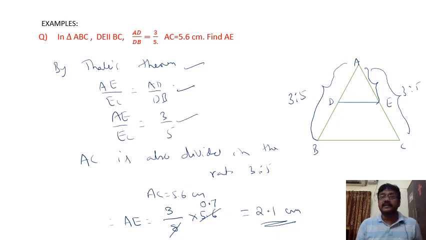That means AC is also divided in the ratio 3:5 by E, in fact. But AC is given 5.6. What is the portion that we need? AE. AE is equal to, like this. We can do this problem, right?